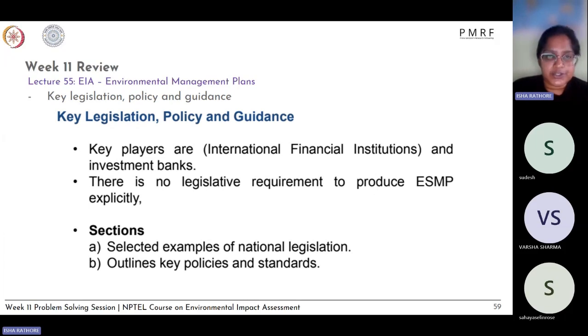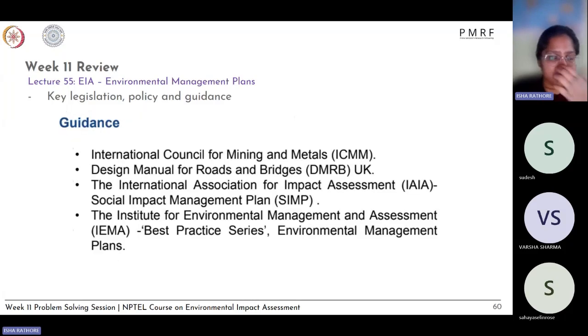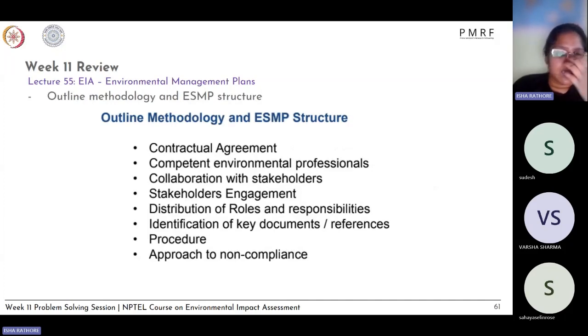Then we have certain key legislation, policies, and guidelines from both international and national levels. So these are the guidances which are available for doing environmental management plans. For the UK, for example, we have the Design Manual for Roads and Bridges. So for different countries we have different guidances and legislations which we need to follow. You have another best practice series by the Institute of Environmental Management and Assessment, IEMA. You have the environmental management plans, then the outline methodology and environmental management plan structure.